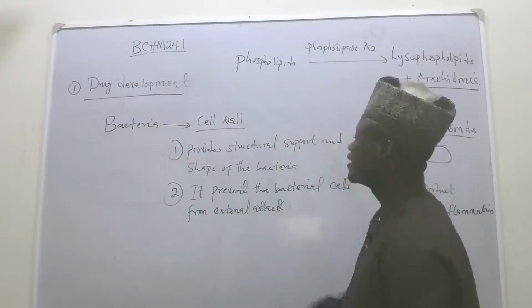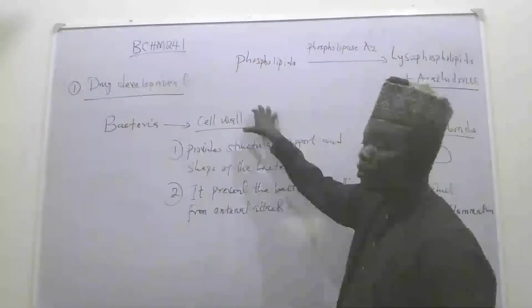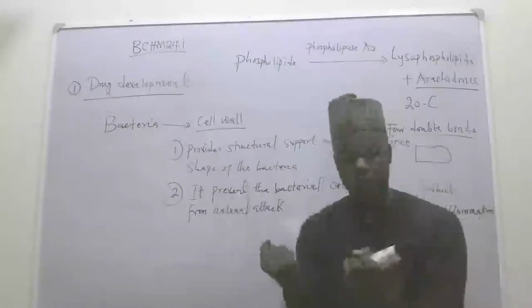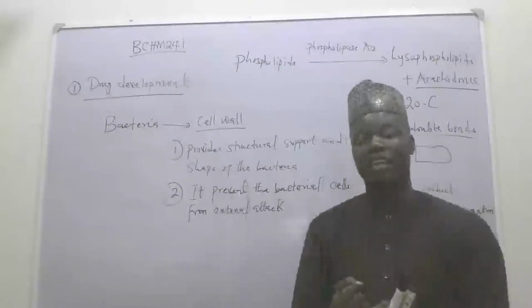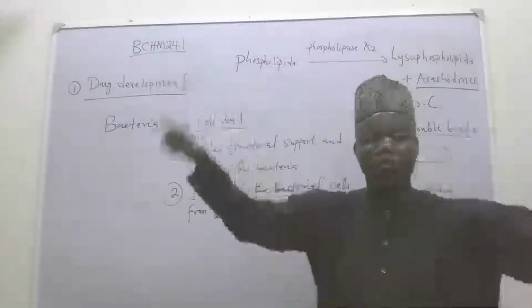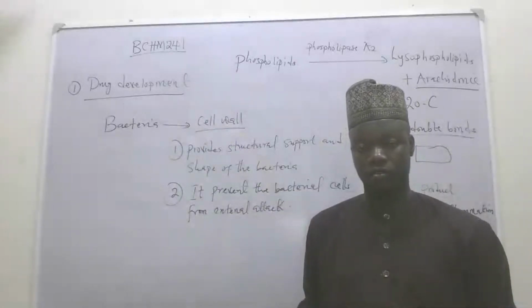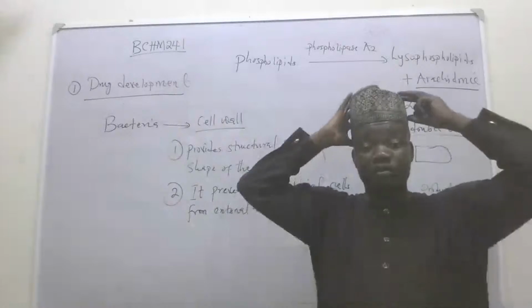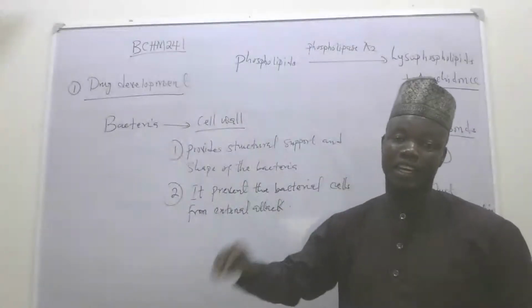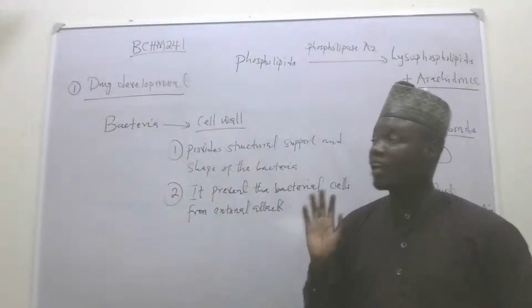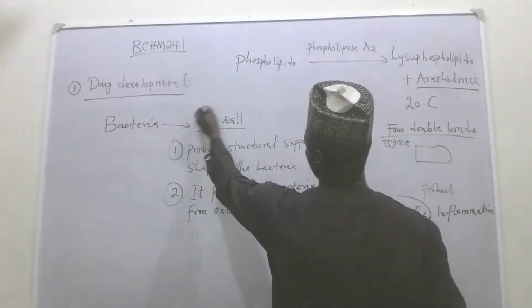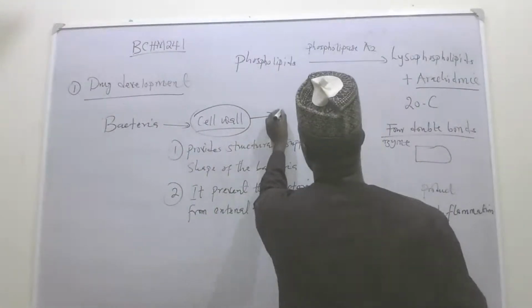So what I'm trying to say here is there is a cell wall in bacteria. The importance of this cell wall is that it is a structure found in the bacteria that prevents it from any external attack. It's like a wall that protects the bacteria from any organisms or anything that can damage the bacterial cell. And one very important thing that makes up this cell wall is peptidoglycan.